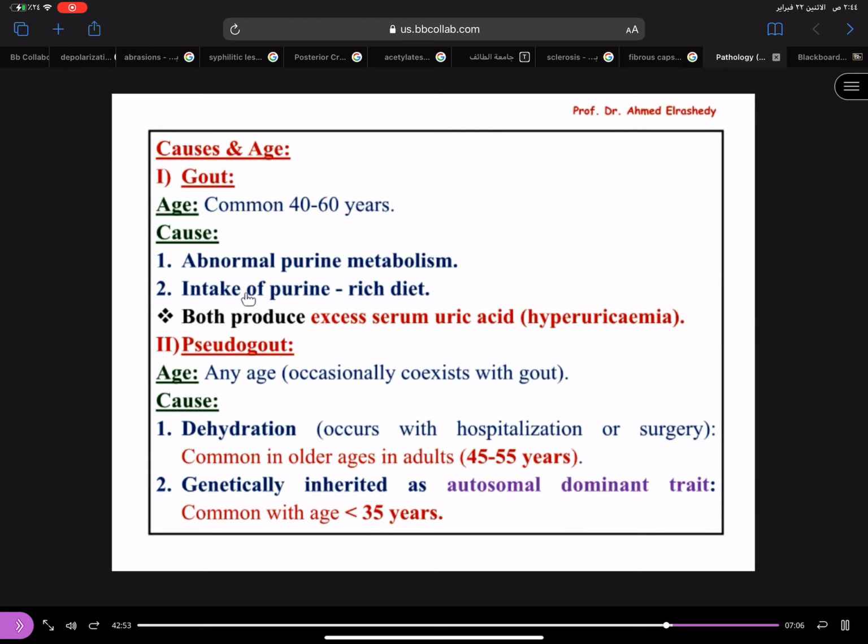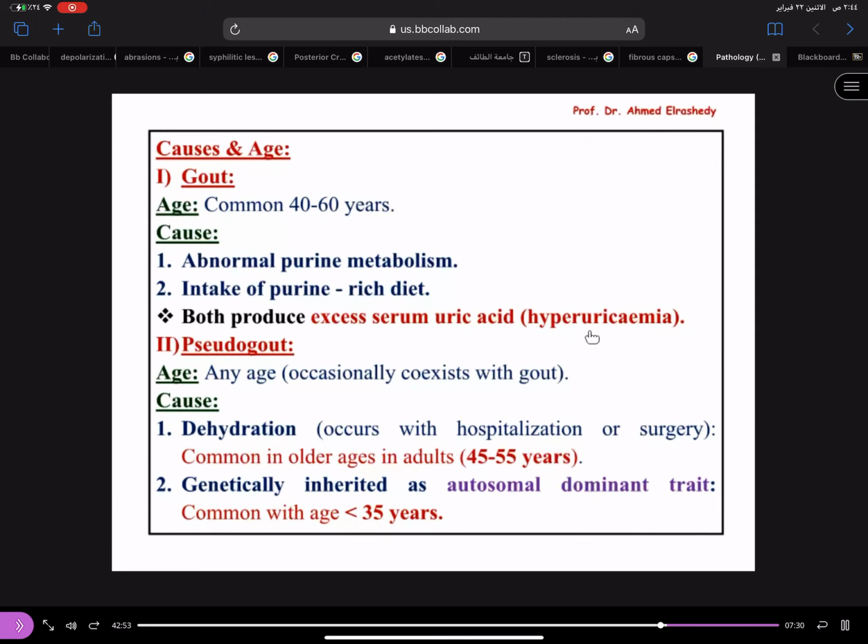Yes. So synthesis of uric acid increases. Or the second abnormality can be that intake is increased, the more intake of purine there is. So both will produce excess uric acid, which is called hyperuricemia. So hyper means more.